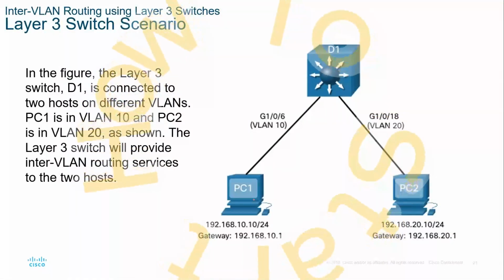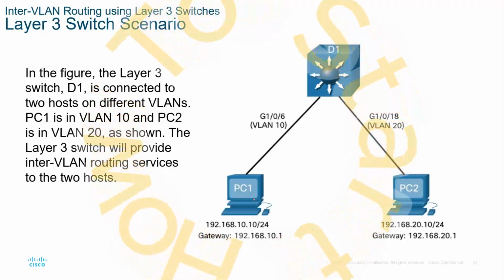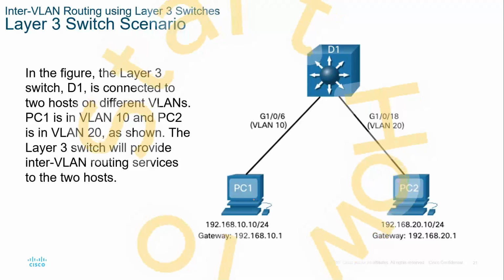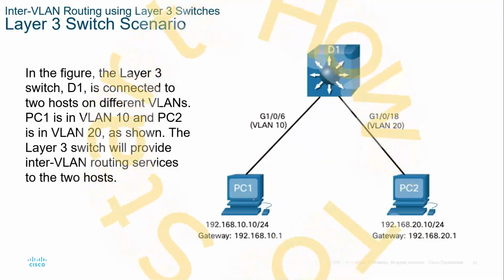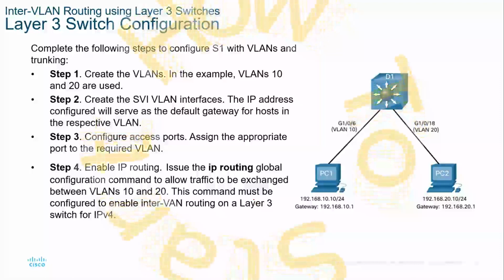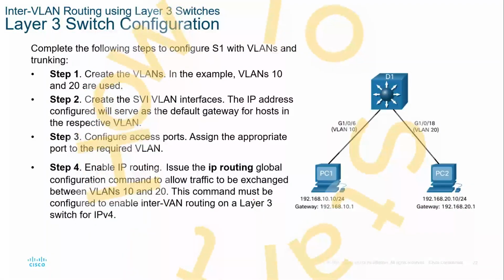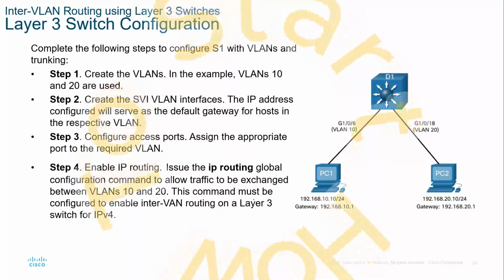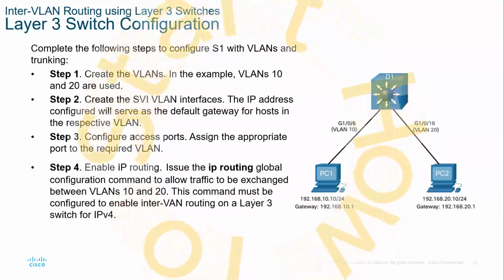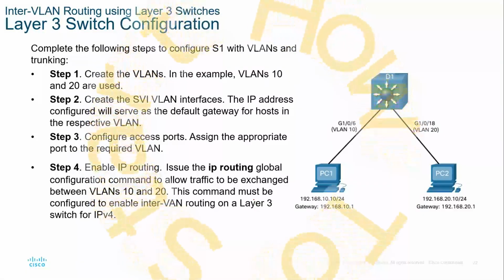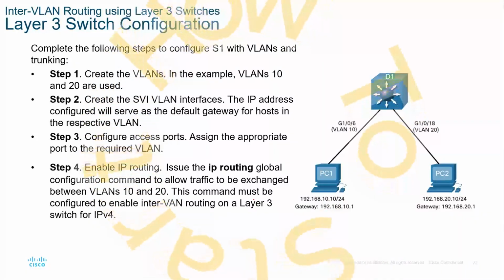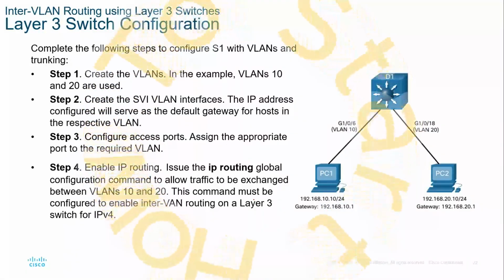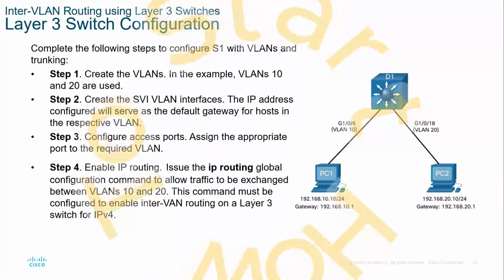Here's an example. We have a layer 3 switch with 2 physical ports, gig 1/0/6 and gig 1/0/18, in separate VLANs. To configure this appropriately, first of all, on the layer 3 switch, configure the VLANs, both VLAN 10 and VLAN 20. We would create an SVI VLAN interface for both VLAN 10 and VLAN 20, assign the appropriate IP address, and ensure that they are on. Again, the gateway address of the devices has to match the interface, or the SVI, on the switch.